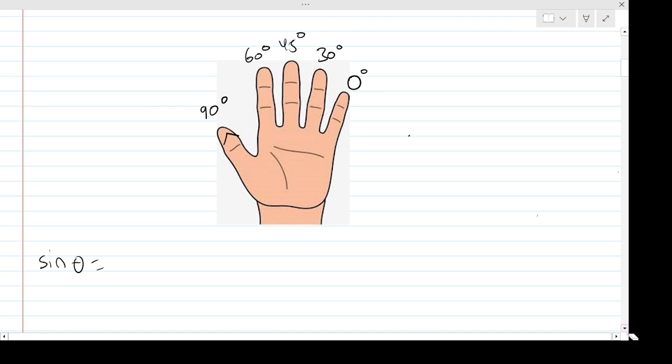So with that in mind, to work out the sine of the angle, it's going to be the root of the fingers used over 2. I'm just going to say root fingers over 2, okay? Right, so let me demonstrate with some examples then.